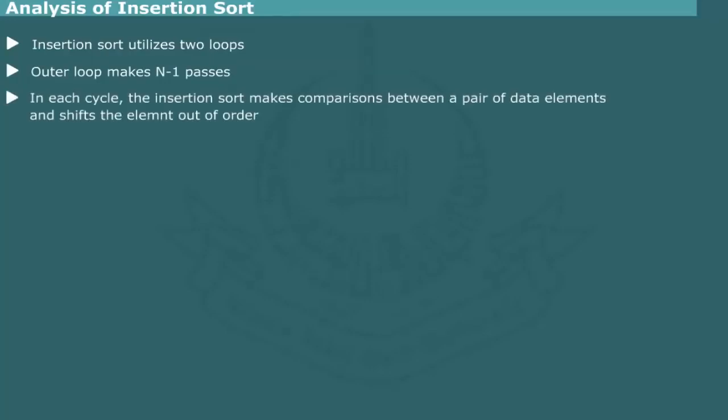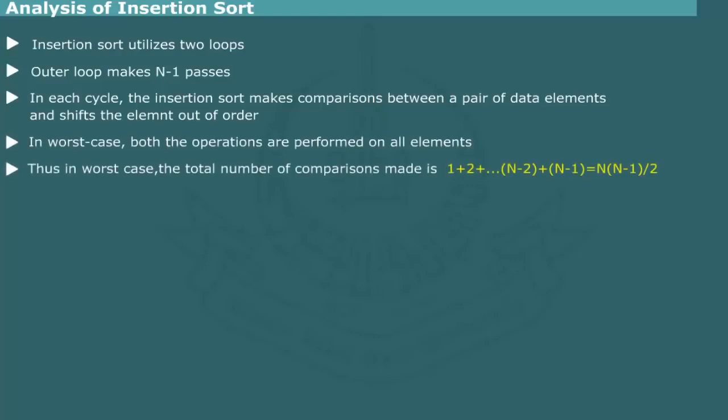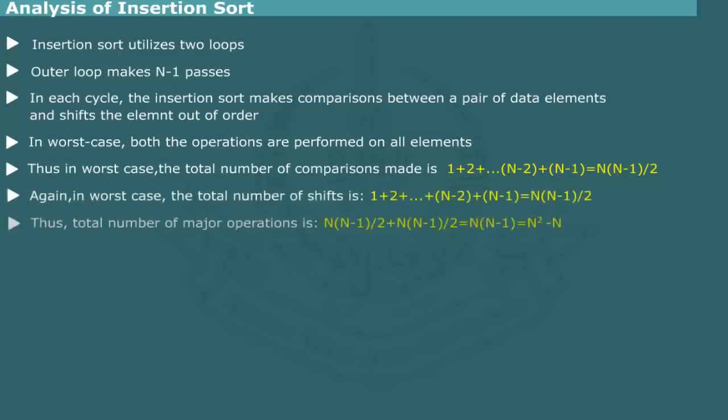Analysis of insertion sort. The preceding discussion shows that the insertion sort method utilizes two loops. If n is the array size, its outer loop makes n-1 passes over the array. For each pass, the inner loop makes one or more iterations to make comparisons and shift the data. In the worst case, when the inner loop is fully executed, it makes 1 + 2 + ... + (n-1) = n(n-1)/2 comparisons and an equal number of shifts in each pass.